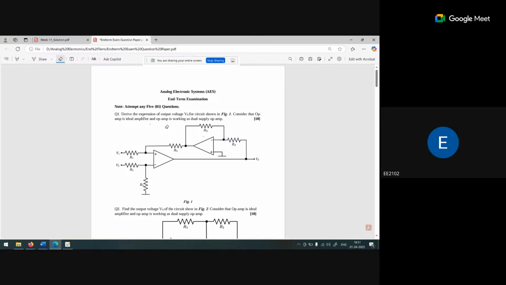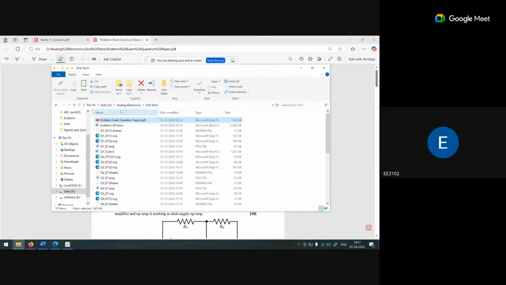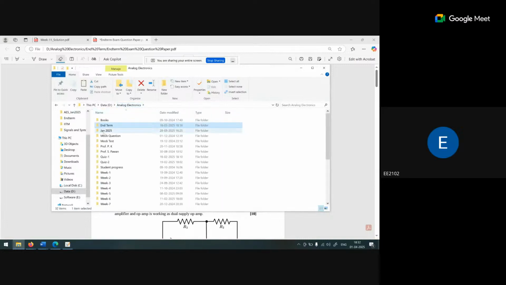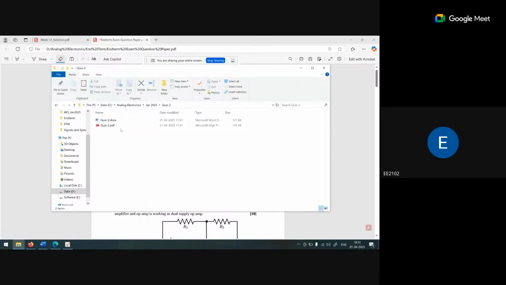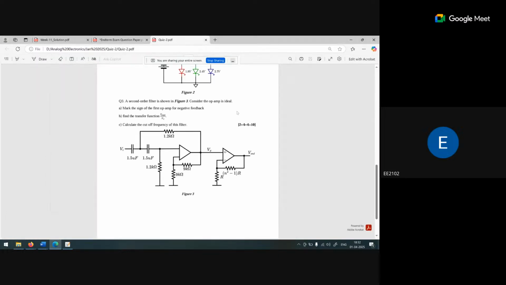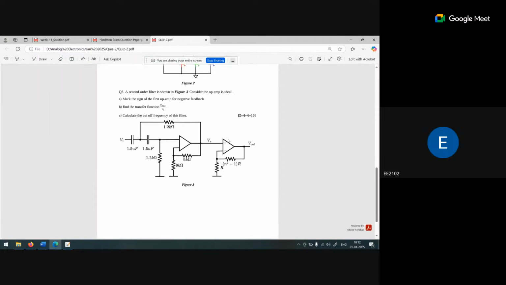Excuse me, sir. I had a doubt in quiz 2's question 3 part A. Okay, question 3 part A. Sir, I don't know how to mark the signs, plus and minus, of these op amps. Yes, part A, marking the sign of the operational amplifier.